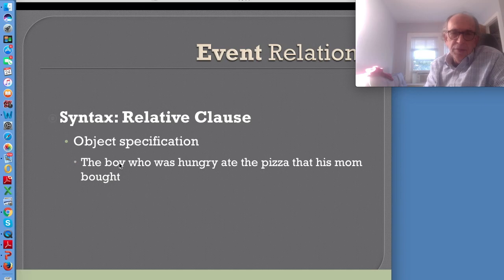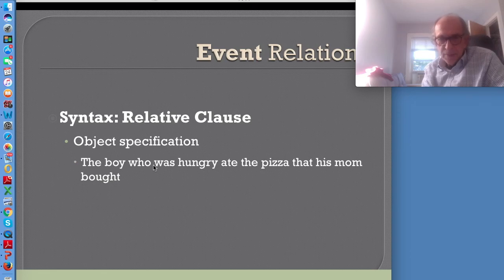So, in fact, the core sentence is the boy ate the pizza. The noun is boy, but we have additional information about the boy. The boy who was hungry ate the pizza. So that's object specification. Who was hungry gives us specific information about an object, boy. Ate the pizza, pizza object. Now here, that his mom bought. His mom bought. That is a phrase that gives us more information about the pizza.